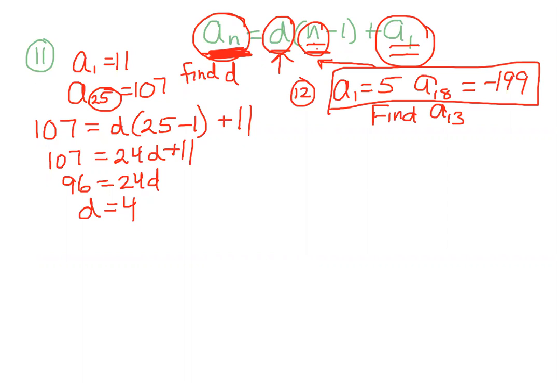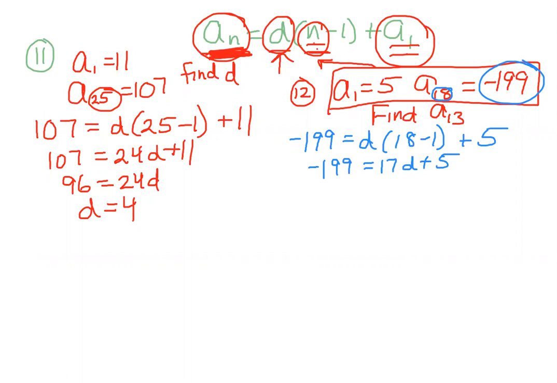So we're first going to find D, and we're going to say AN, which is negative 199, equals D times N minus 1. Here's our N, here's our AN, plus A1. And we're going to solve this to find D. So we get negative 199 equals 17D plus 5. And we get negative 204 equals 17D, and D equals negative 12. Now we know everything up there, and this is like a problem like number 9.